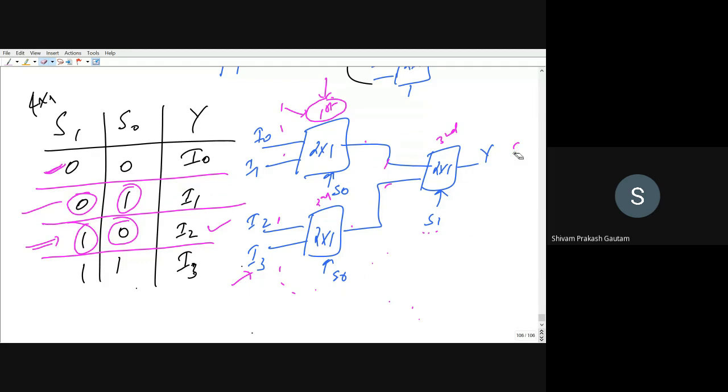For the last case, S1 is 1 and S0 is 1. So what will be the output of the first multiplexer? I1. What will be the output of the second multiplexer? I3. But S1 is again 1 here. So what will be the final output? I3. So this is the way we can implement a 4x1 multiplexer.